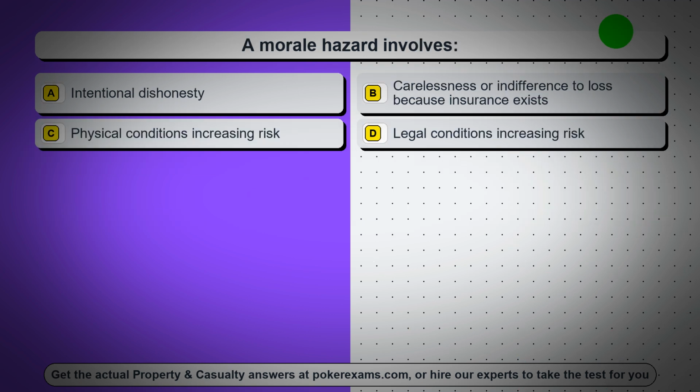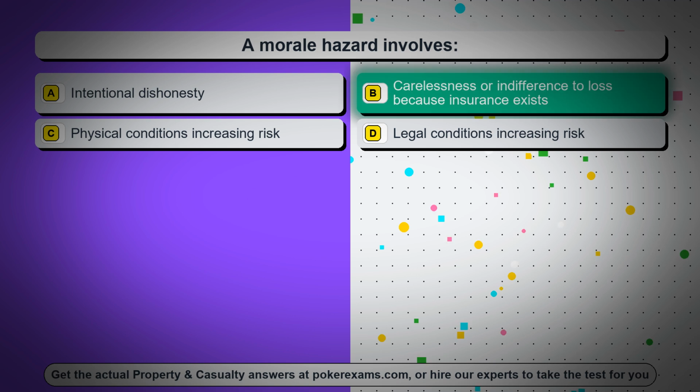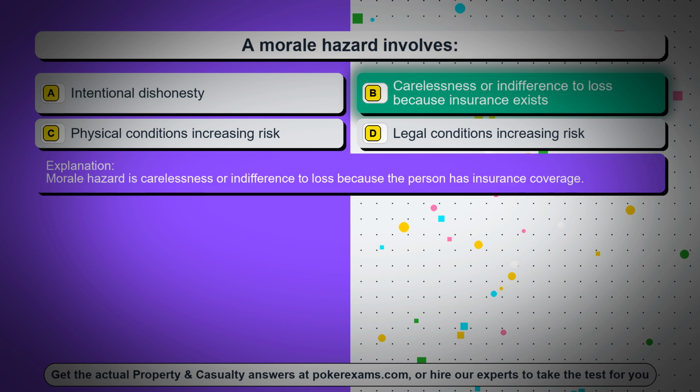Question 33. A morale hazard involves: Option A, intentional dishonesty. Option B, carelessness or indifference to loss because insurance exists. Option C, physical conditions increasing risk. Option D, legal conditions increasing risk. The correct answer is option B, carelessness or indifference to loss because insurance exists. Morale hazard is carelessness or indifference to loss because the person has insurance coverage.